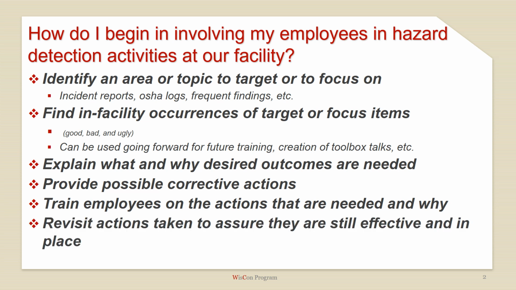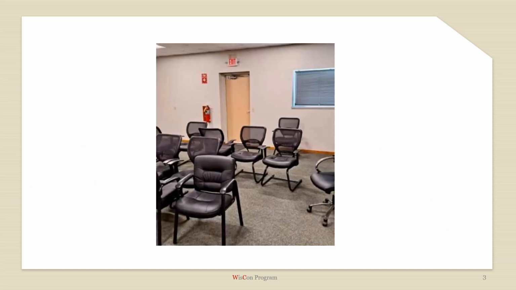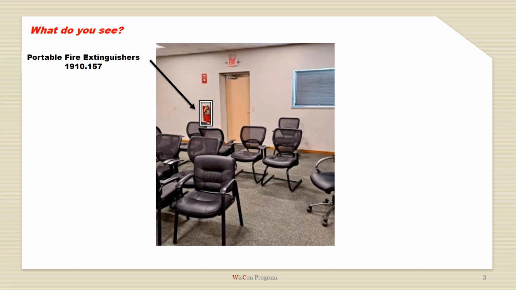And you want to revisit items that you've actually taken actions to correct to assure that they are still effective and in place. An example on training employees on hazard detection activities might be, let's say, during your employee safety committee meeting. Let's say we're doing one now, and in the back of the room, I noticed this. I could have them turn around and say, what do you see? First and foremost, I'm going to notice there's a portable fire extinguisher. With the portable fire extinguisher, there are certain requirements associated with those.